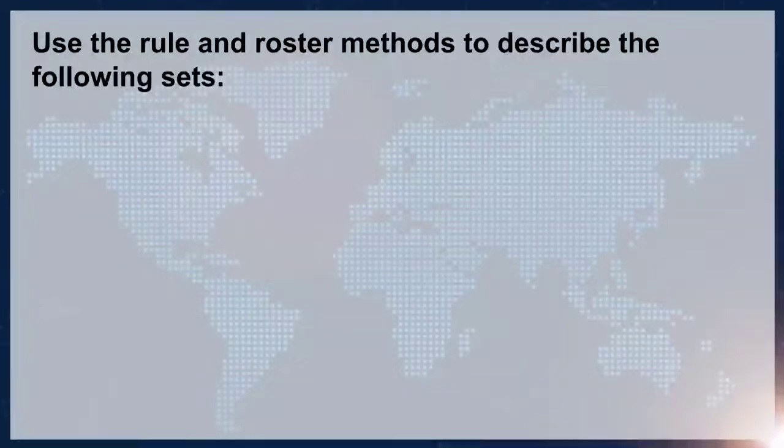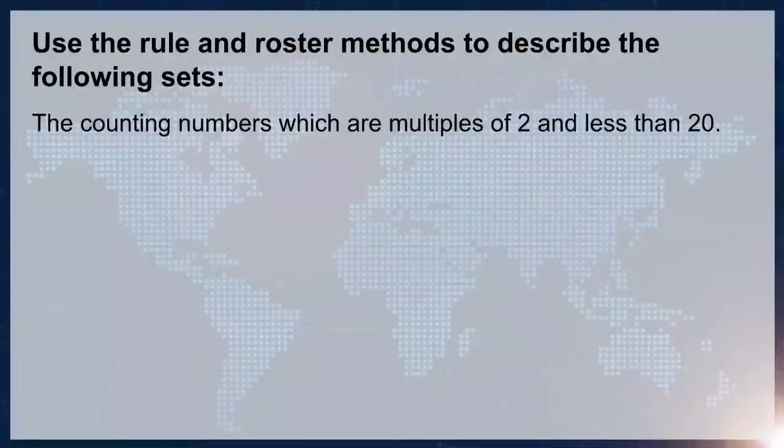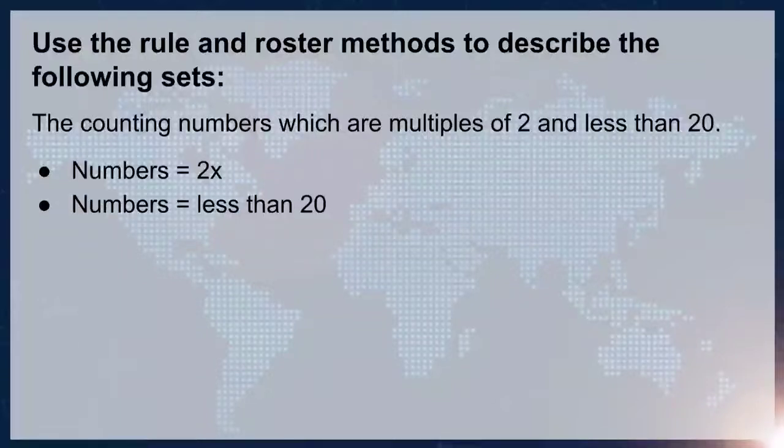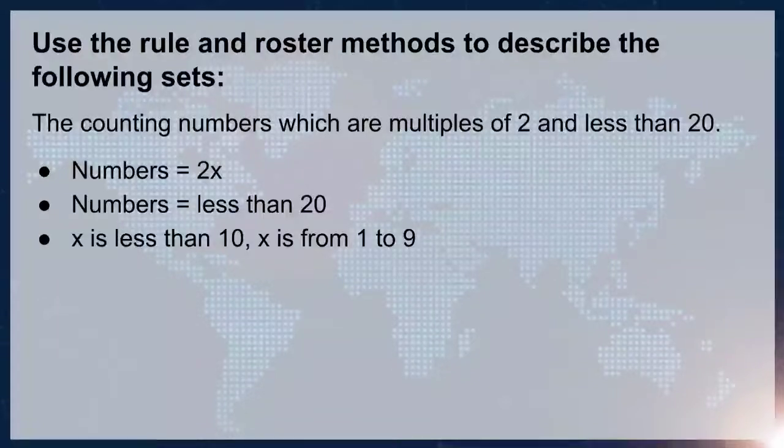Now, second example. Counting numbers which are multiples of 2 and less than 20. What are the givens? The numbers are multiples of 2 or 2x. And numbers are less than 20. It should be less than 20. Therefore, x is less than 10 or x is from 1 to 9.